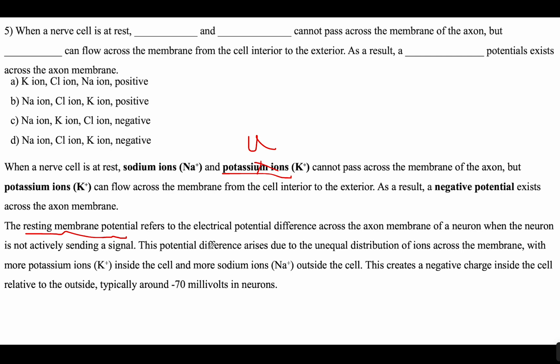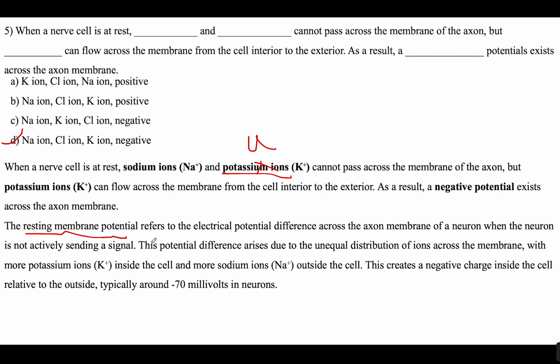It refers to the electrical potential difference across the axon membrane of a neuron when the neuron is not actively sending a signal. The potential difference arises due to the unequal distribution of ions across the membrane, with more potassium ions inside the cell and fewer outside the cell. This creates a negative charge inside the cell relative to the outside, typically around minus 70 millivolts in a neuron. So the correct answer here is the sodium ion and chlorine ion cannot pass, and potassium ion can flow, and it creates a negative potential.